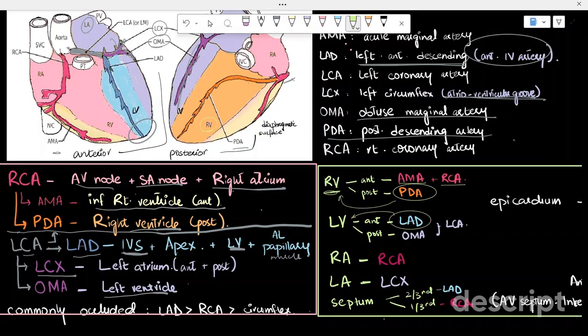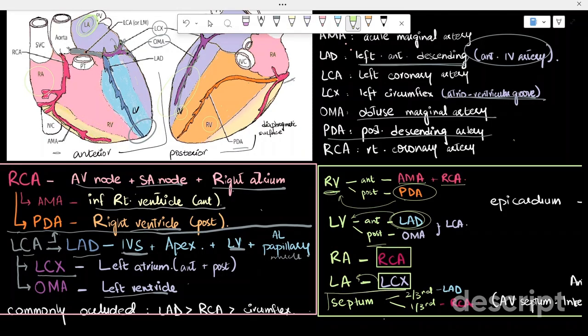The posterior, as you can see over here in orange, is supplied by posterior descending artery arising from right coronary artery. The left ventricle, the anterior part of it, is supplied by left anterior descending artery, also known as anterior interventricular artery, and obtuse marginal artery supplies the posterior part of left ventricle. Right atrium, the pink part in the diagram, is supplied by right coronary artery, and the purple part, which is the left atrium, is supplied by left circumflex artery.